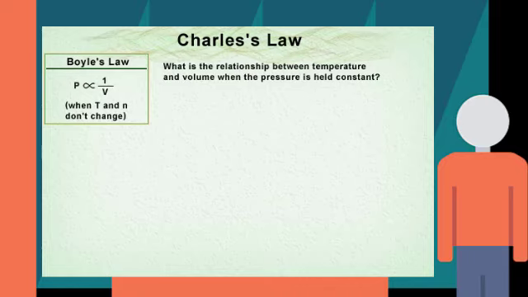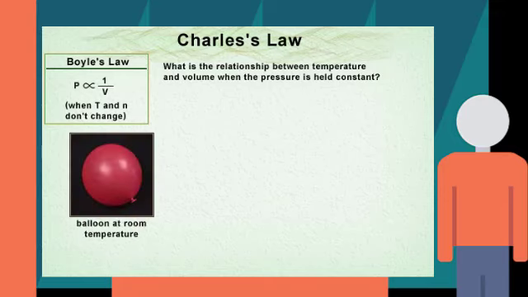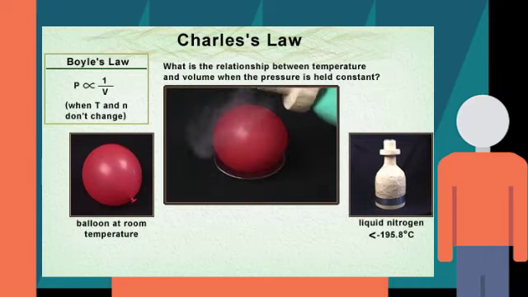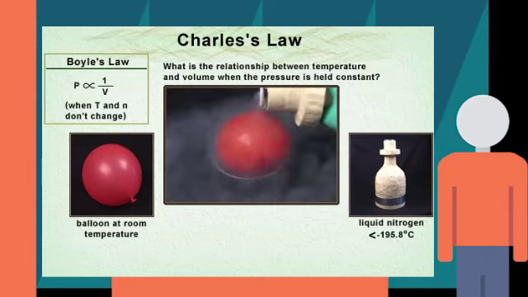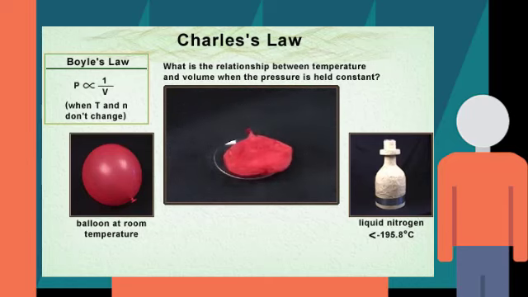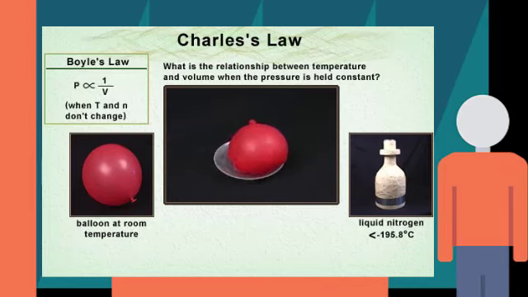To determine this, a balloon inflated at room temperature has liquid nitrogen, which has a temperature below negative 195.8 degrees Celsius, poured over it. The balloon shrinks, or more specifically, the volume of the air inside the balloon decreases, causing the balloon to shrink. When the balloon is allowed to return to room temperature, the air inside it expands.